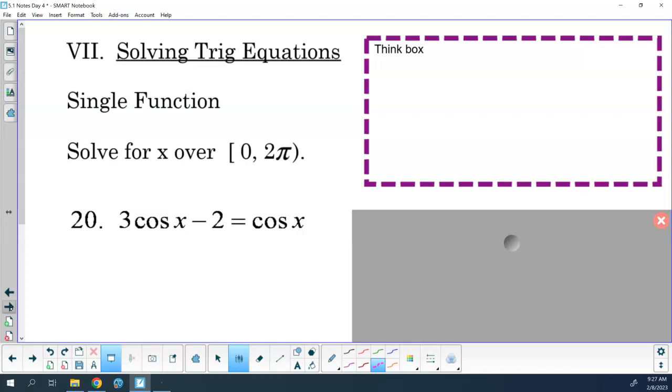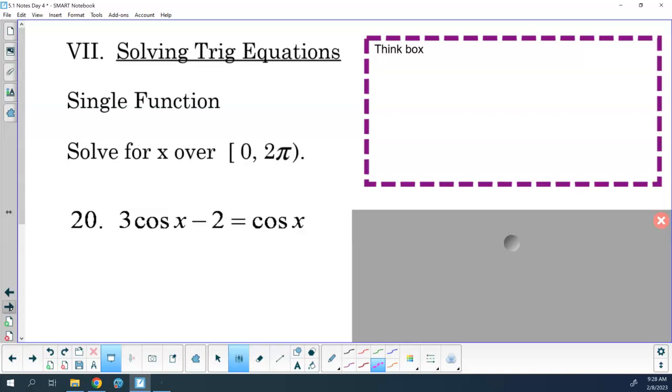We're going to exclude 2 pi, meaning if you got an answer here later on, like if I had cosine equals 1, where does that happen? It happens at 0, yes. It happens at 2 pi, yes. But we're only going to include the 0. We're not going to include the 2 pi. So we're inclusive on 0. We're exclusive on the 2 pi. Okay?